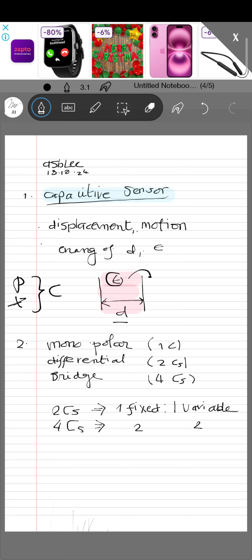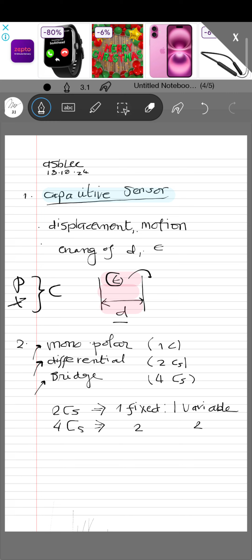Now, there are different configurations of capacitive sensors. If you are using a single capacitor, it's called a monopolar. If you're using two capacitors, then it's called differential capacitance sensors. And if you are using four capacitors, then the configuration is called bridge configuration.